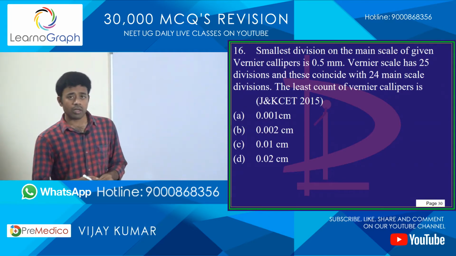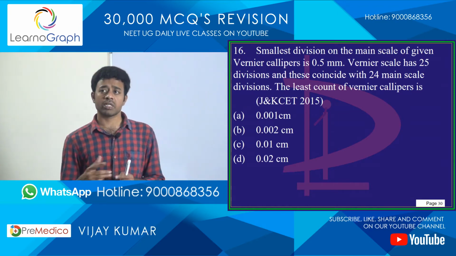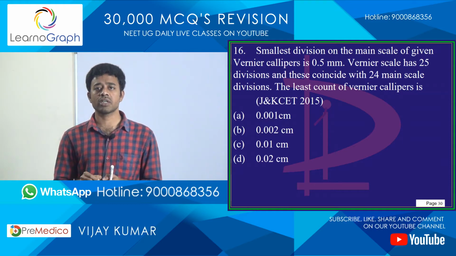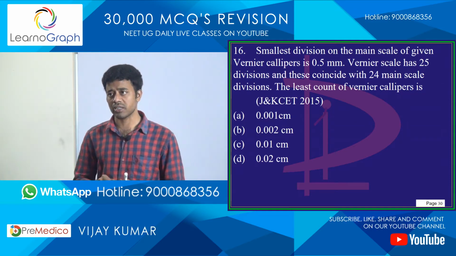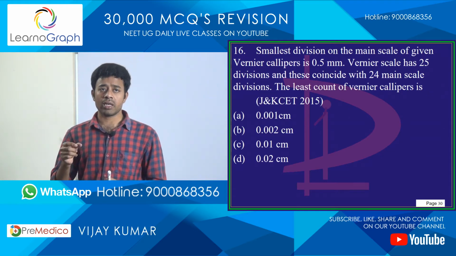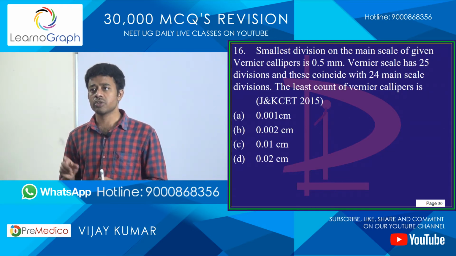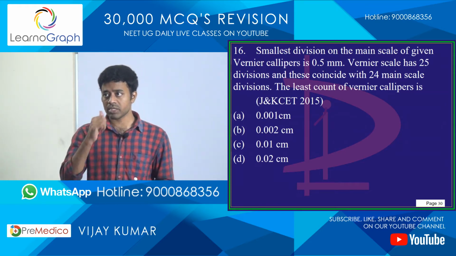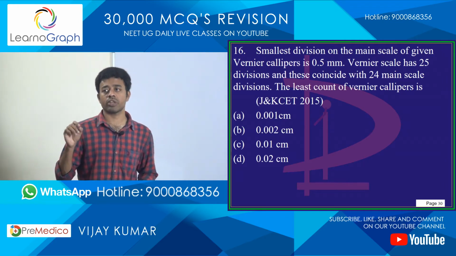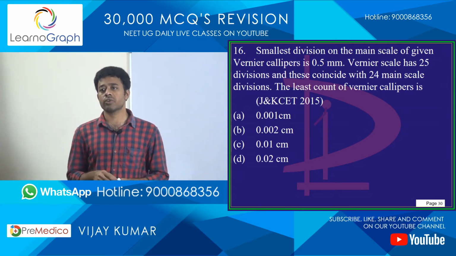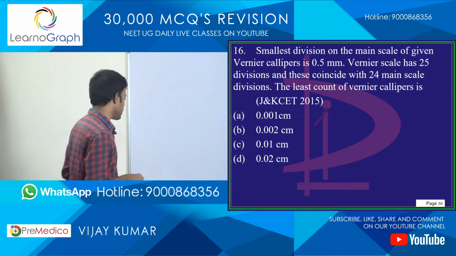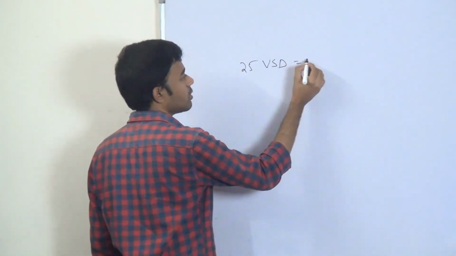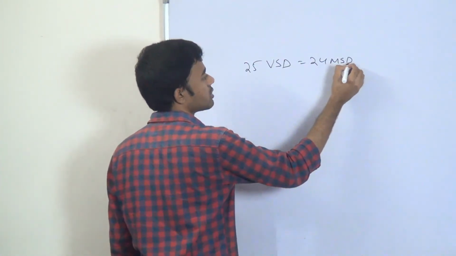We know that a vernier caliper has two scales, a main scale and a vernier scale. The smallest length that can be measured with the main scale is 0.5 millimeter, and that has to be divided into parts on the vernier scale. Here it is given that the vernier scale has 25 divisions and these coincide with 24 main scale divisions. So 25 vernier scale divisions are equal to 24 main scale divisions.